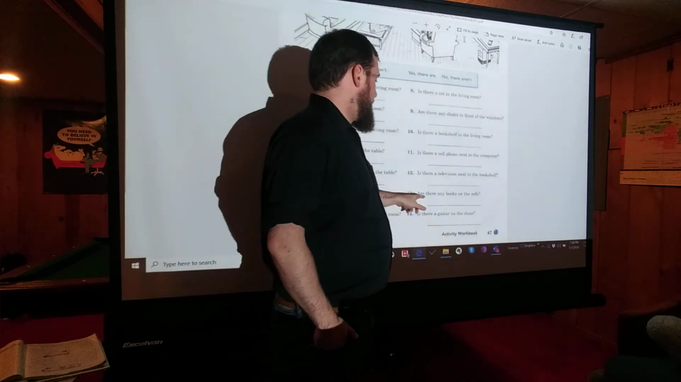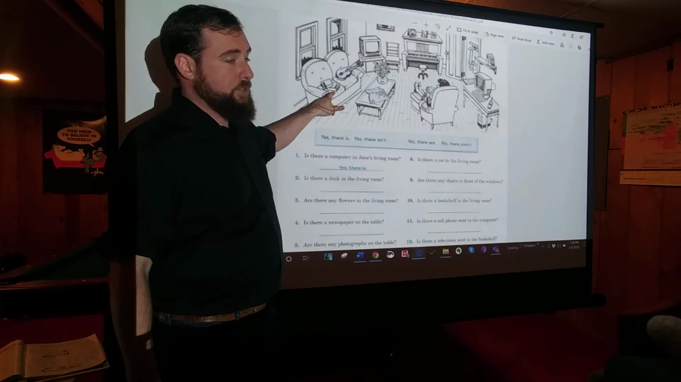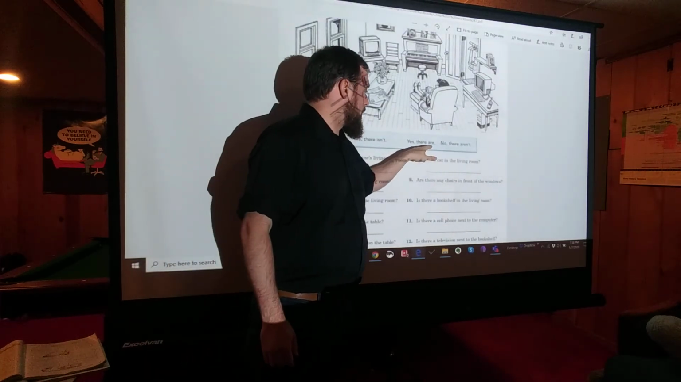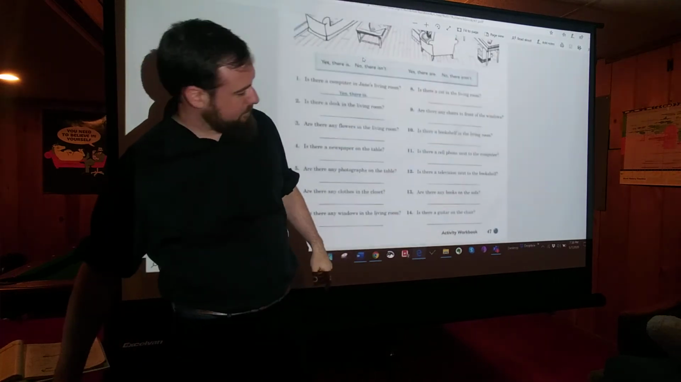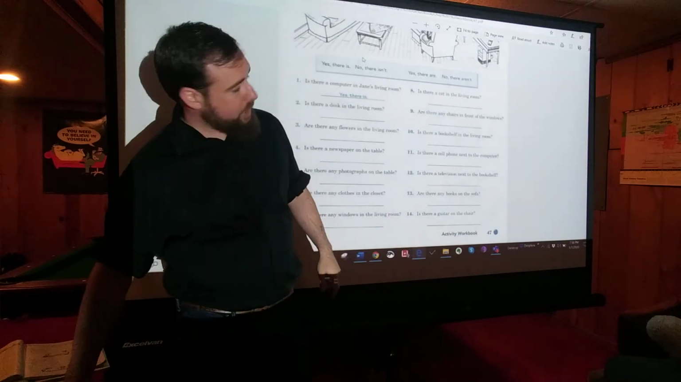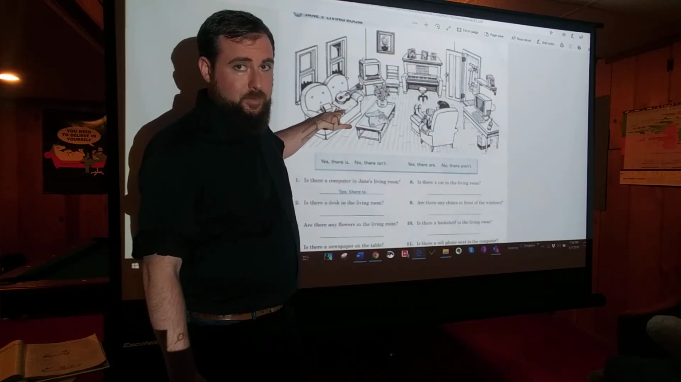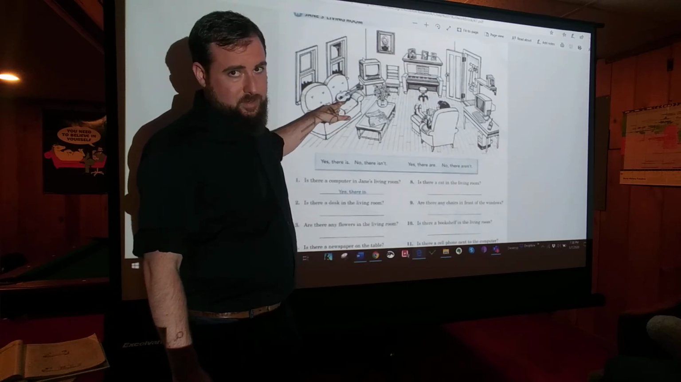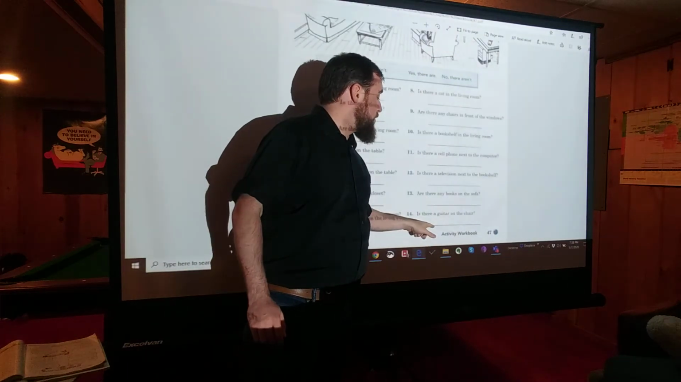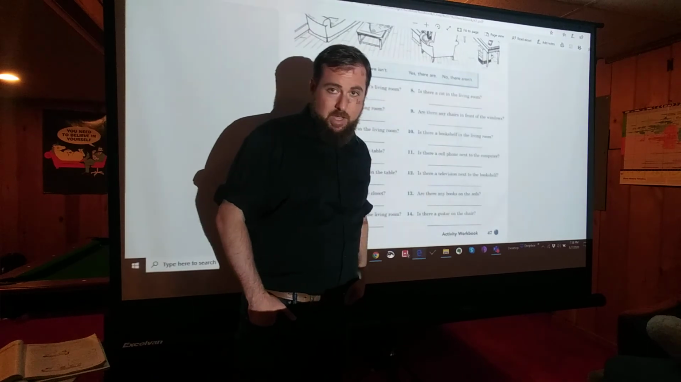Okay. Are there any books on the sofa? Okay, sofa is another word for couch. So yes, there are. Okay. And 14. Is there a guitar on the chair? There's a guitar, but it's on the sofa or the couch. It's not on the chair. So this question, is there a guitar on the chair? No, there isn't. All right.